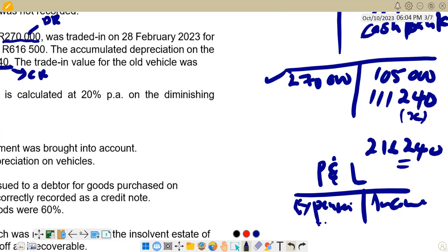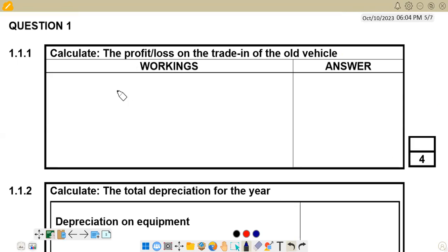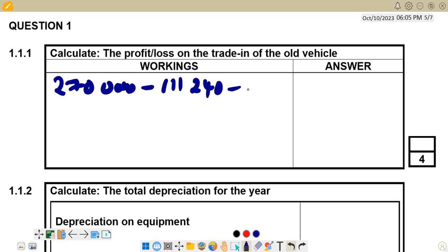So we go to our answer section. We are on the answer section now, and we summarize that working. We are now going to say 270,000. Then we subtract 111,240. And then we subtract 105,000. So when you do that correctly, you are supposed to get 53,760. So that's what we have on the first part.